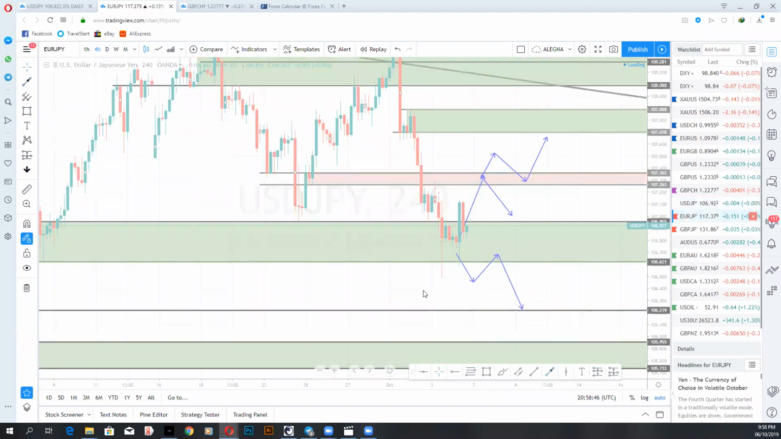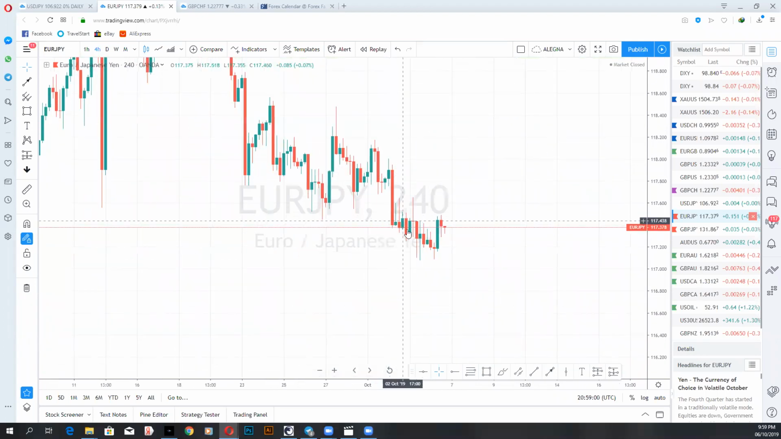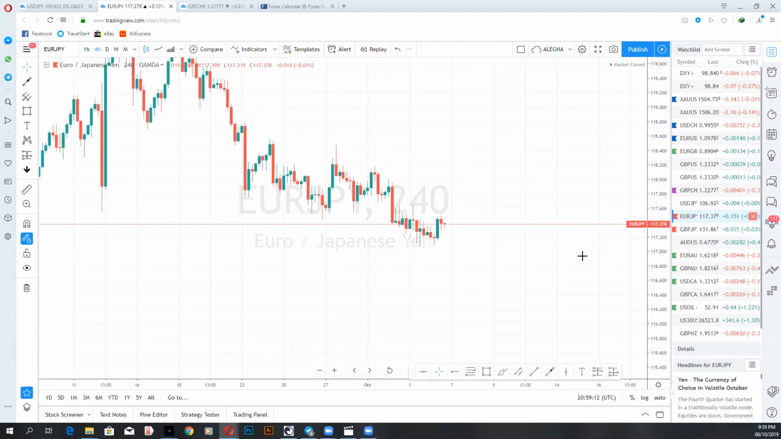The other pair is Euro Yen. Euro Yen is not so impressive, so I would just advise you to let it be. As you can see the kind of move it's given, it's not the kind of move you want to get into. And there's a channel here. Let the chart load up a bit so I can show you the channel.